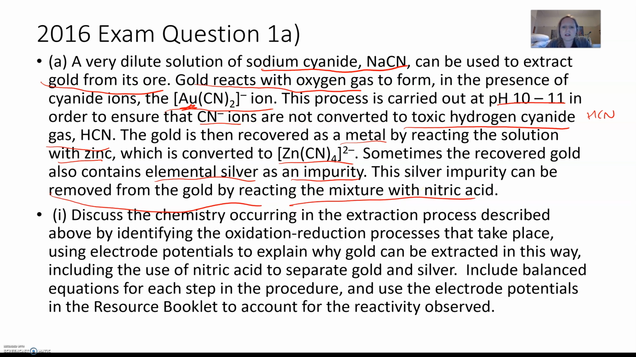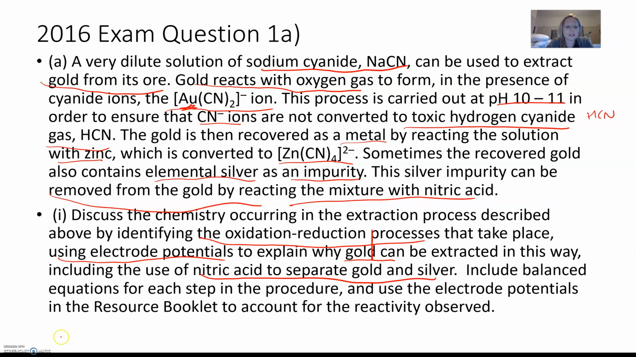It says discuss the chemistry occurring, identifying oxidation reduction processes, use electrode potentials, which means you need to have balanced equations, and explain why gold can be extracted in this way. And it says talk about separating gold and silver with nitric acid, so why we can separate the silver from the gold and the gold won't react.